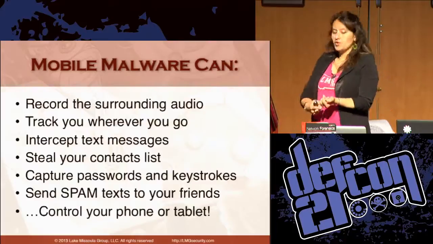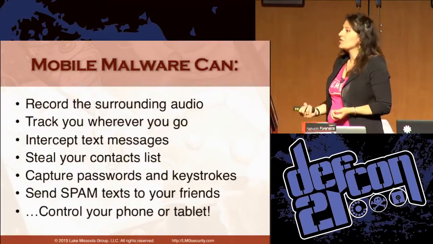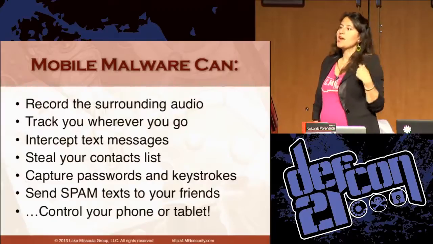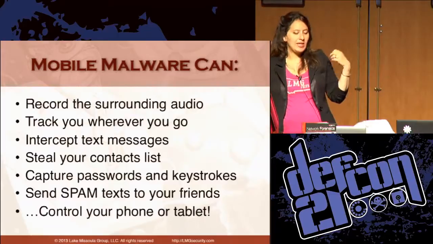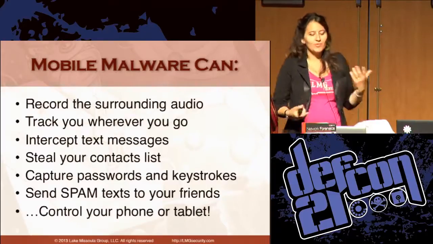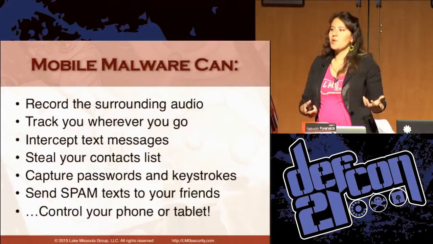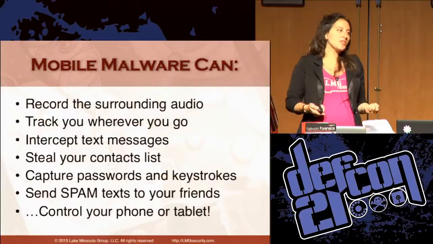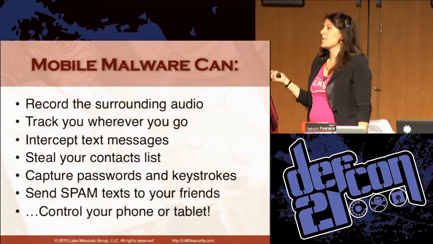Mobile malware can record surrounding audio. It can track you wherever you go. It can intercept text messages. It can send out your contacts list to the attacker, which is something we're going to show you later today. In doing so, they get more lists of people to attack, the same way that spam works with normal email. We're probably going to see a lot more text spam the same way we see email spam. It can, of course, capture your passwords and keystrokes and control your phone or tablet in the same way you can.